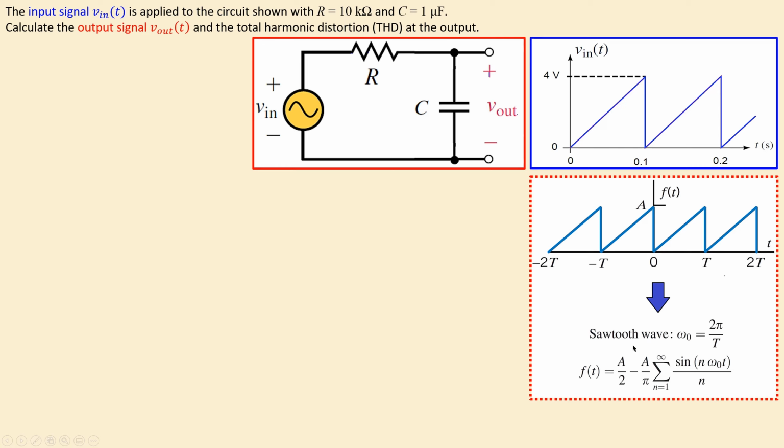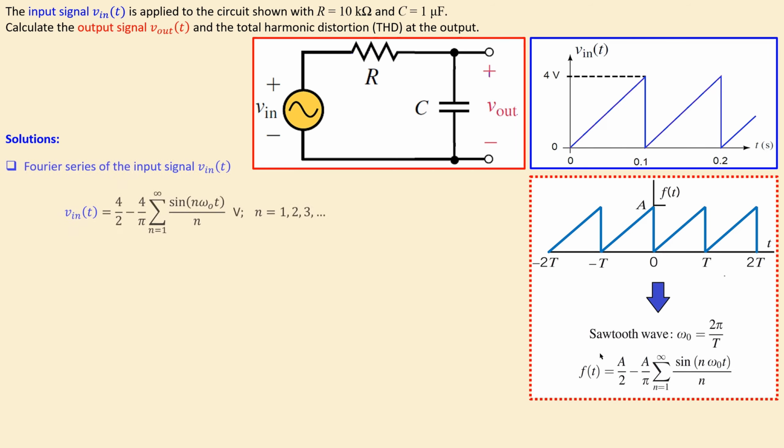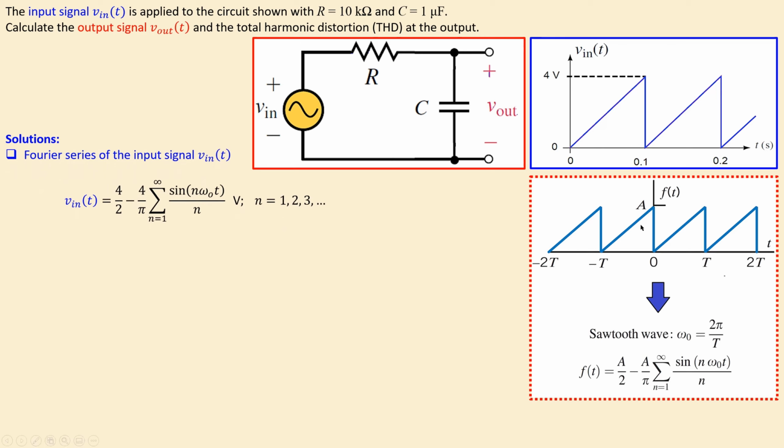Now if I then look at the given formula, I can determine the Fourier series. So let's look at the solutions, then we will go through each of these terms step by step. If I now look at this formula, I can see A is in our case 4, so I will have A over 2, which is 4 over 2, in our first term, which is a DC term. This next one is A over pi, which is 4 over pi in our case, and then I get the summation of sine n omega 0 t over n.